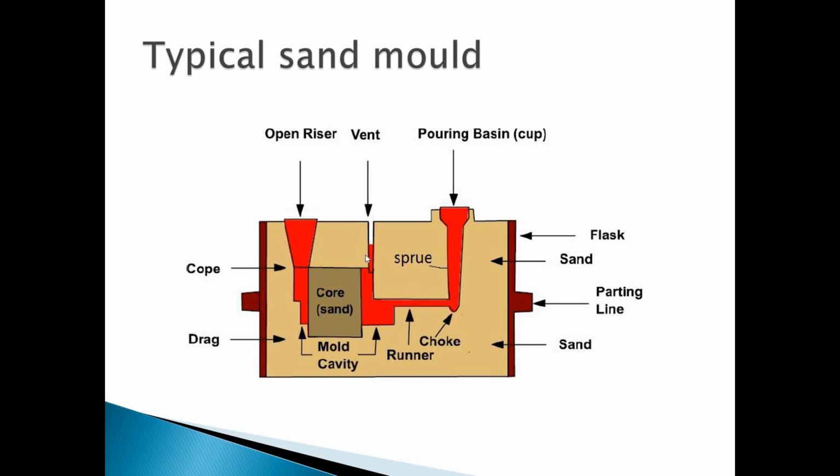We provide a number of vents inside your mold so that these gases do not get trapped inside your component. If they are trapped, there can be a possibility of empty voids inside your component, so the strength of your component is going to reduce. So this is the typical sand mold we always prepare for foundry operation.